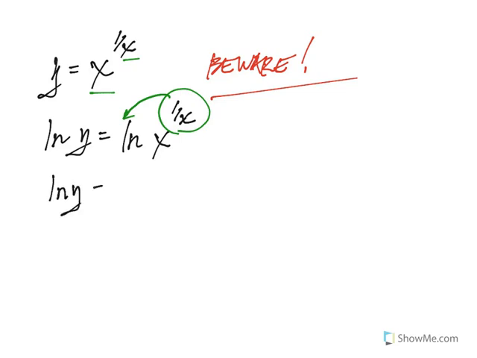So this gives me the natural log of y is equal to 1 over x times the natural log of x. And now I just have a simple product on the right-hand side that I can derive fairly easily. Let's continue this process. The left-hand side will be 1 over what I'm logging times the derivative of what I'm logging. That is 1 over y times dy dx, because I'm deriving both sides with respect to x. And the right-hand side is just the product rule.